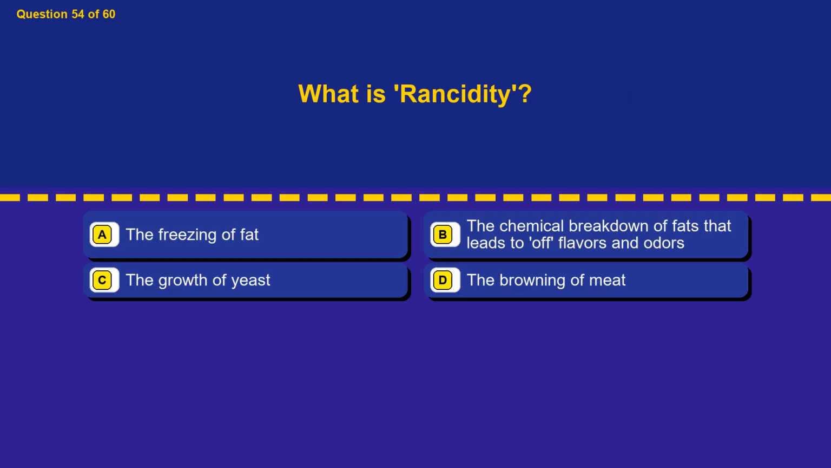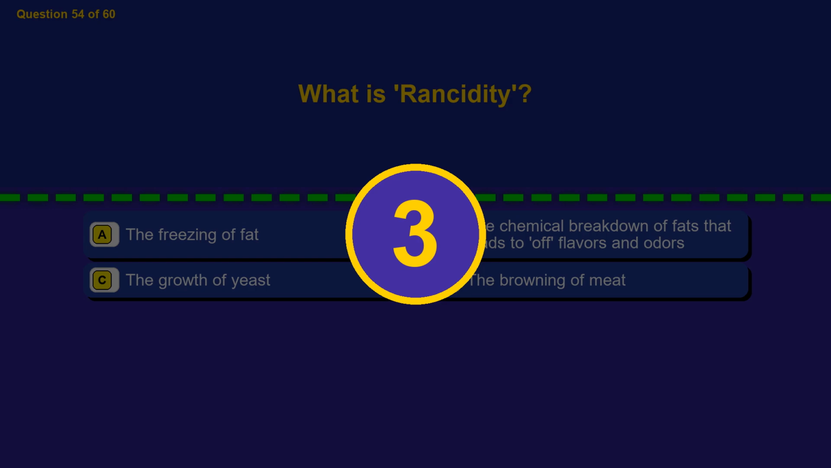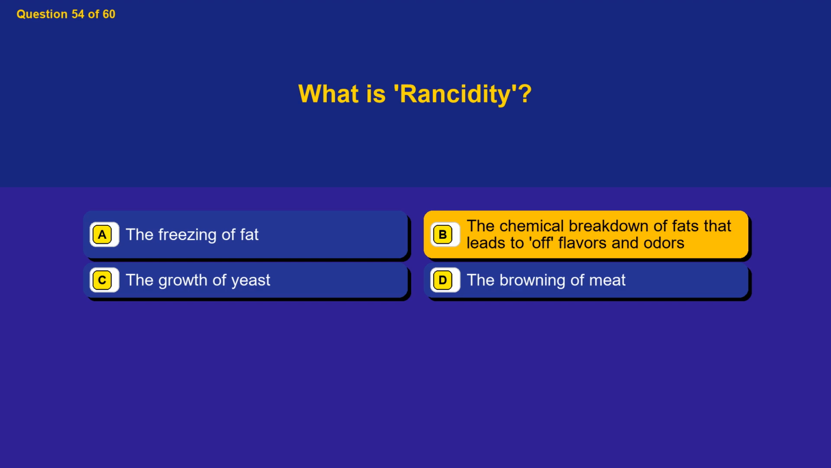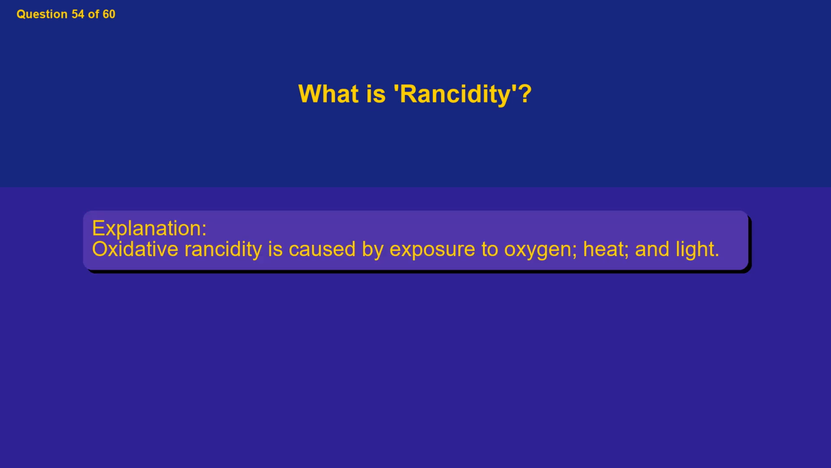Question 54. What is rancidity? Option A, the freezing of fat. Option B, the chemical breakdown of fats that leads to off flavors and odors. Option C, the growth of yeast. Option D, the browning of meat. The correct answer is option B, the chemical breakdown of fats that leads to off flavors and odors. Oxidative rancidity is caused by exposure to oxygen, heat, and light.